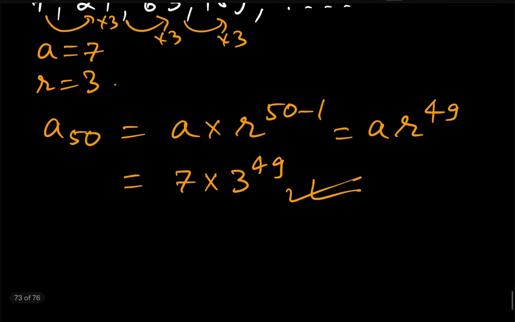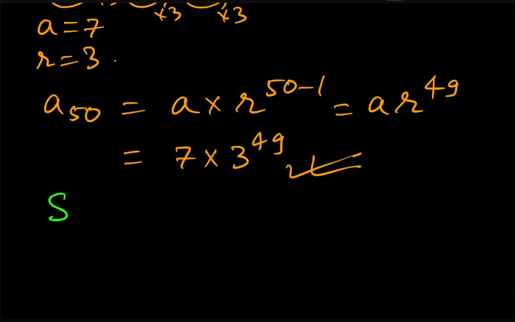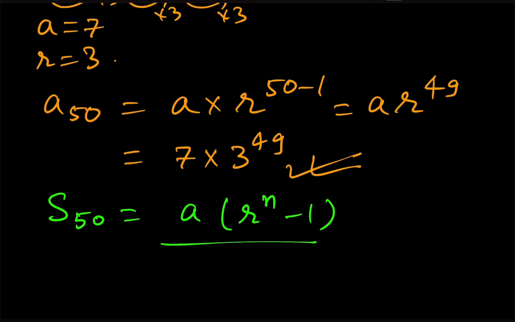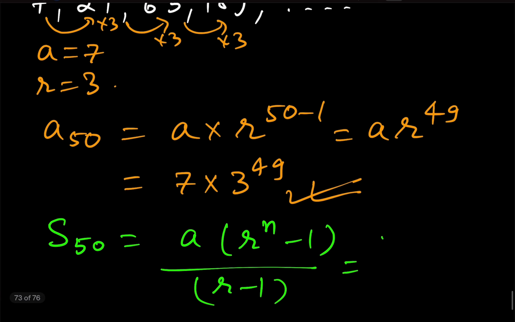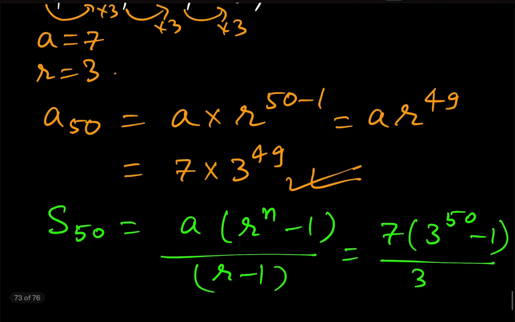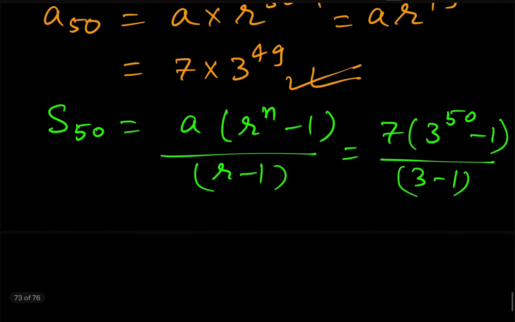So now let's see the sum of the 50 terms. Your sum will be a into r to the power of n minus 1, by r minus 1. So your a value is 7, r is 3, and total n is 50. So 3 to the power 50 minus 1, by r minus 1, that is 3 minus 1. So your answer is 7 by 2 into (3 to the power 50 minus 1).